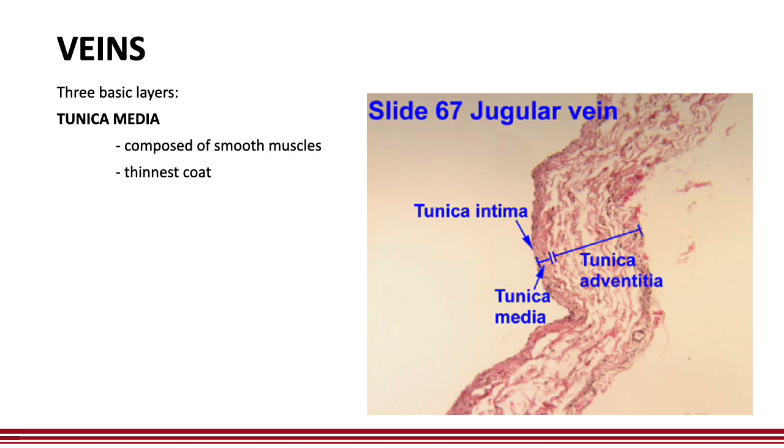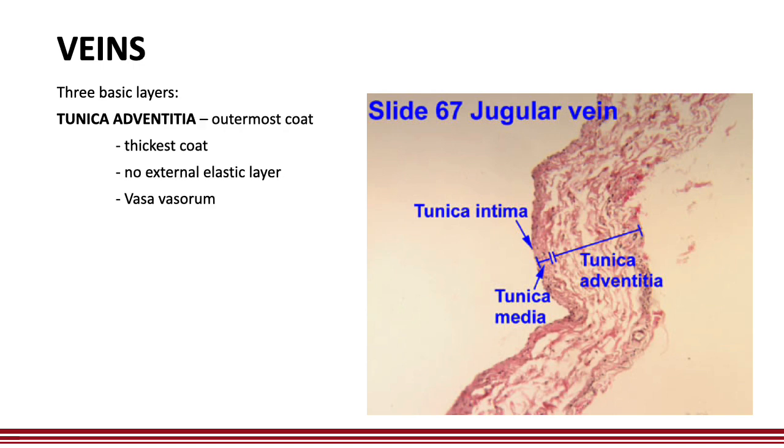The tunica media is also composed of smooth muscles, but in comparison to arteries where the tunica media is really thick, the tunica media of veins is very thin. Okay? In veins, the thickest layer is the tunica adventitia. They also contain vasa vasorum, but they do not have an external elastic layer.